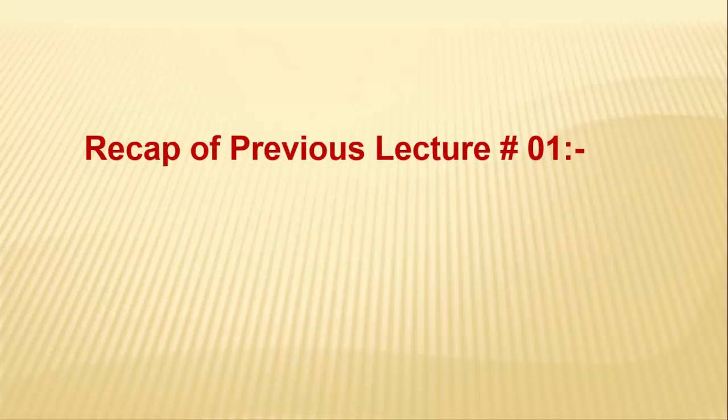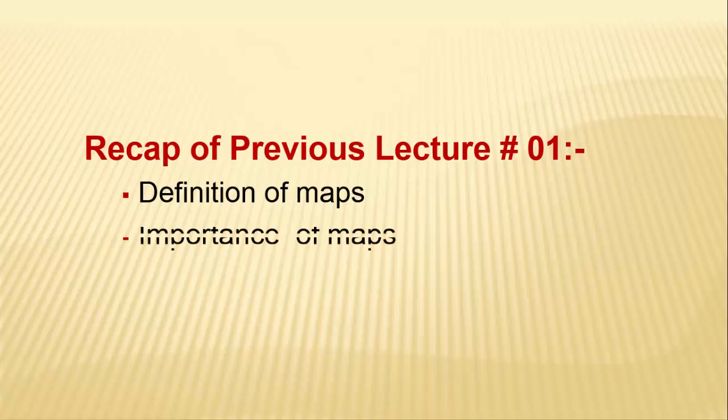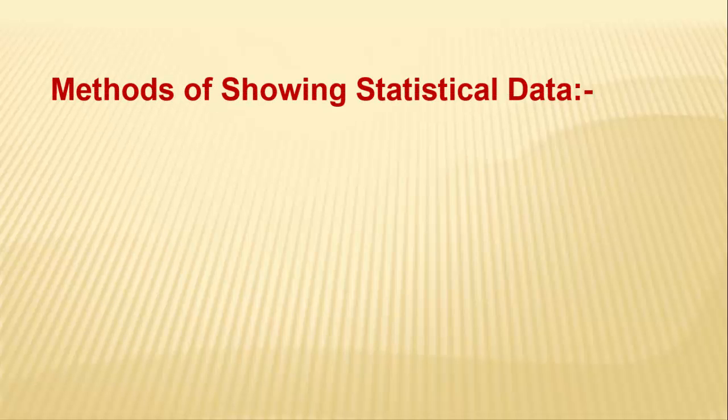So let's have a small recap of the previous lecture number 1. In our previous lecture we discussed the definition of maps, the importance of maps, and the types of different maps, for example atlas, cadastral, topographical and distribution maps, administrative, weather, road map, physical maps, etc. And today we are going to discuss the methods of showing statistical data while studying geography.